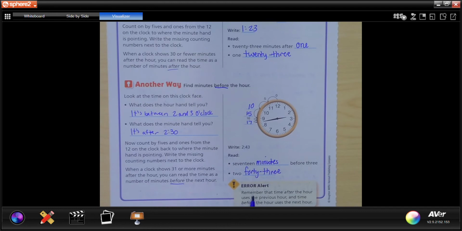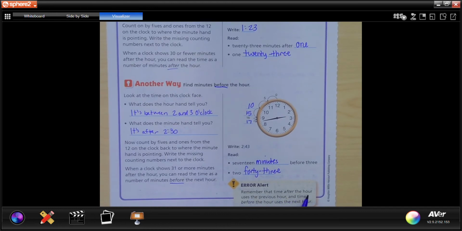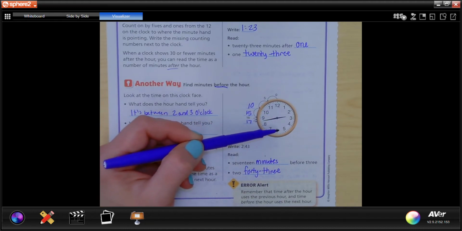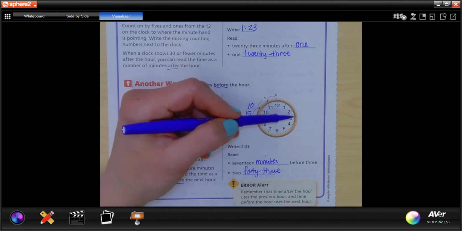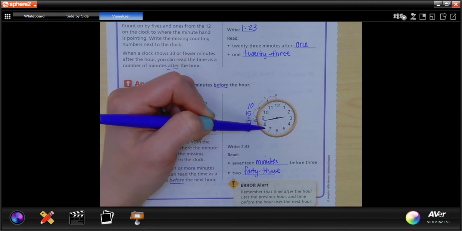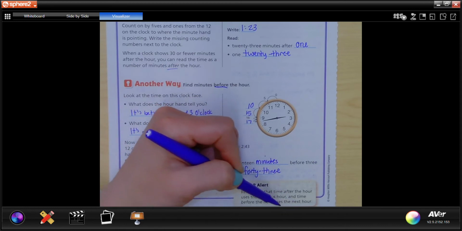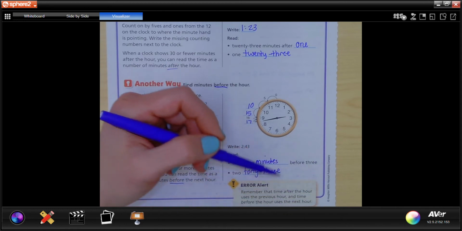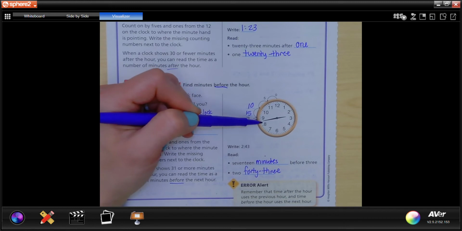Error alert. Remember that time after the hour uses the previous hour. So it's 43 minutes after 2 o'clock. The time before the hour uses the next hour. So when you count back, you're going to say it's before the next hour.